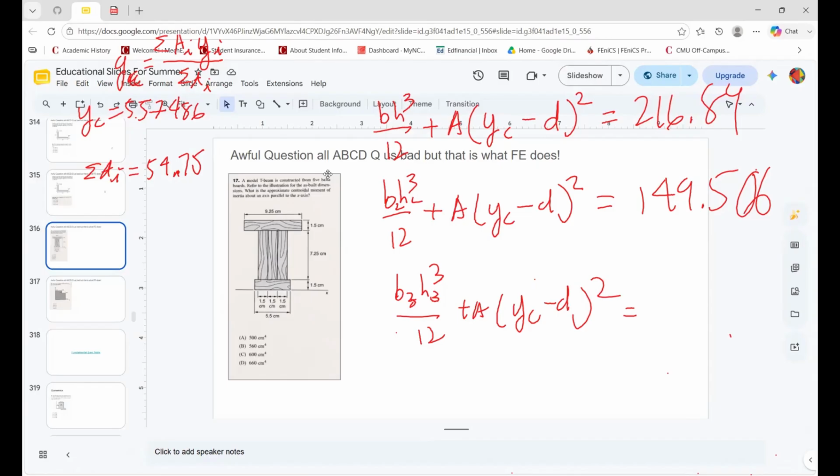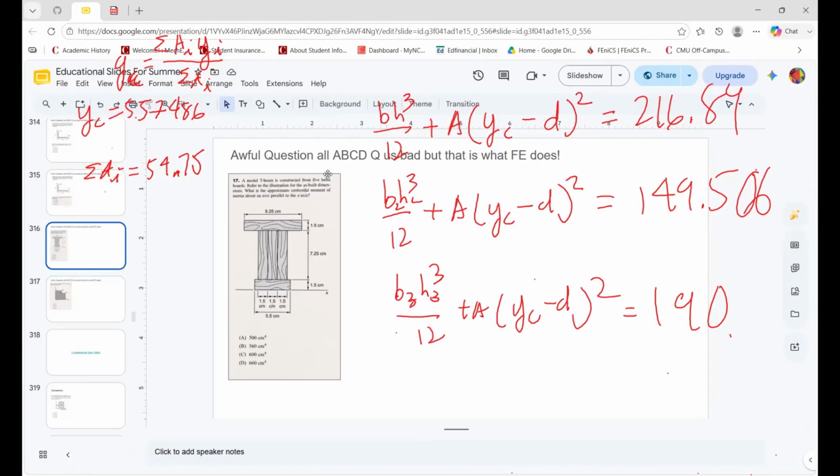Oh, I forgot another term. I made a mistake here. 1.5 multiplied by 3 multiplied by 1.5 multiplied by (5.57486 minus 1.5 divided by 2) squared equals about 590. I get 590, which, okay, I think that's reasonable. Let me double check that, because I did make a mistake first.